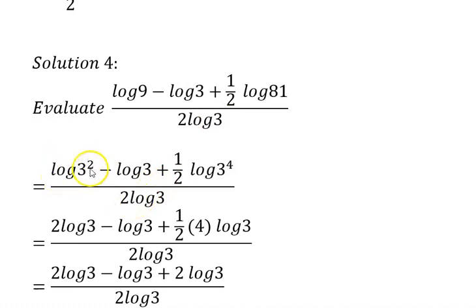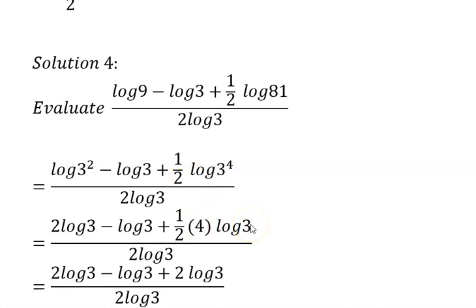Now for this, as usual, this is our power. We go to the back of the log. So it will be 2 log 3. This is it, 2 log 3. Minus log 3 is standing alone. We have 1 over 2 here already. This is our power. We go to the back of the log. That's why we have 4 log 3 here.